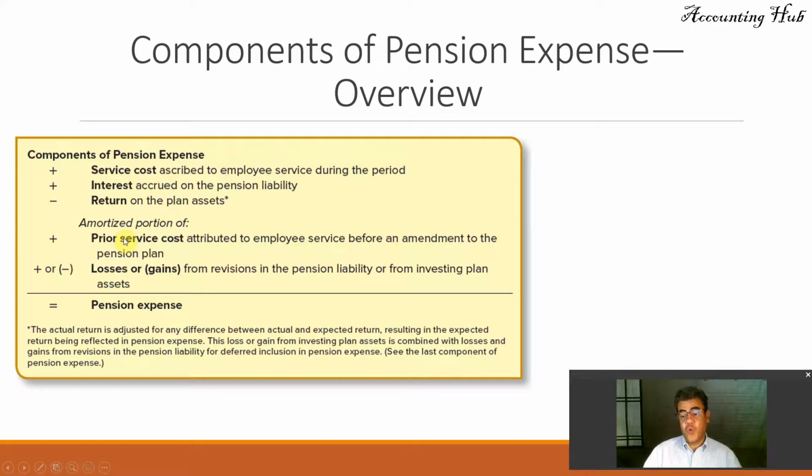So in the U.S., according to U.S. GAAP, prior service cost is other comprehensive income. According to IFRS, it is a component of pension expense and gain or losses. Now we are talking about other comprehensive income. It doesn't matter if it is according to U.S. GAAP or IFRS.